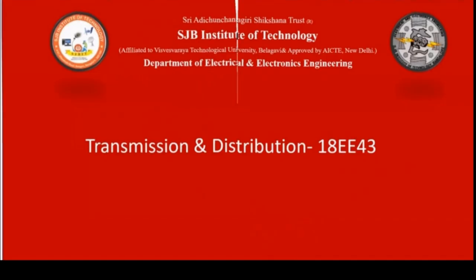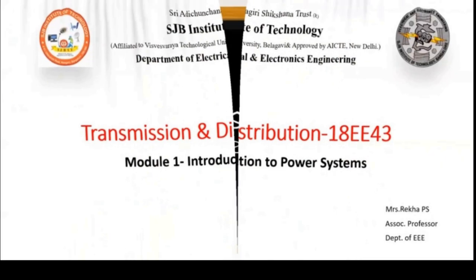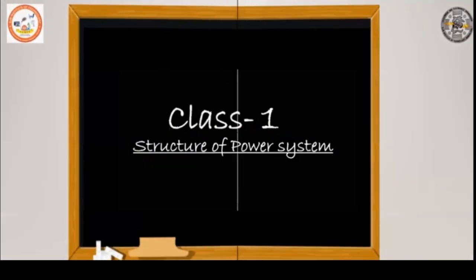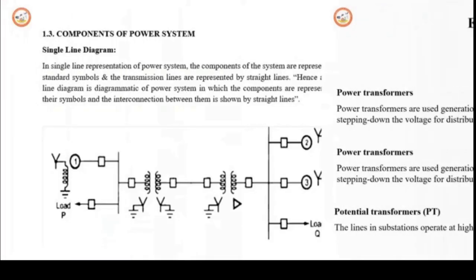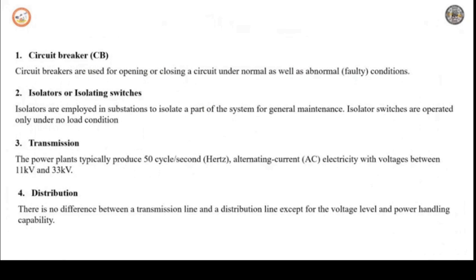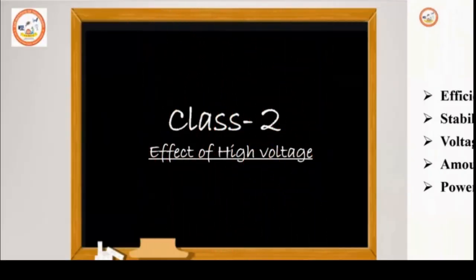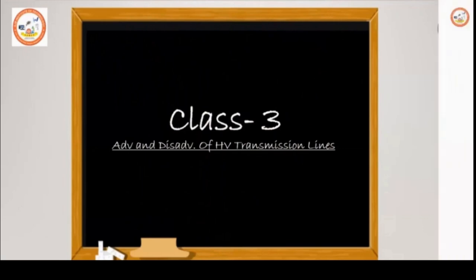Transmission distribution, today's class. We are still in Module 1, Introduction to Power Systems. Class 1: structure of power system, components of power system, elements of power system, done. Next, we discussed the effect of high voltage. Next, we discussed advantages and disadvantages of high voltage transmission lines.